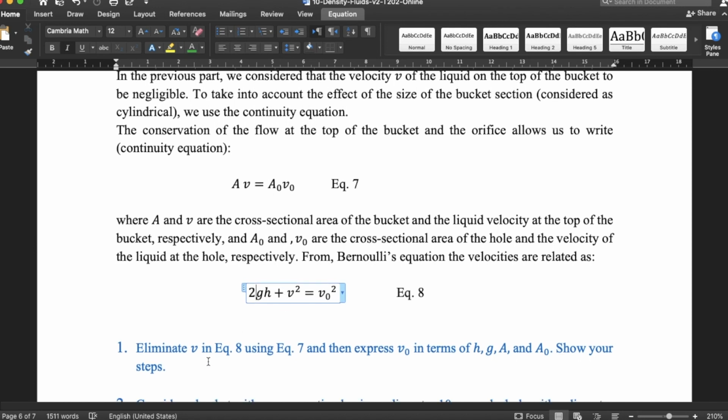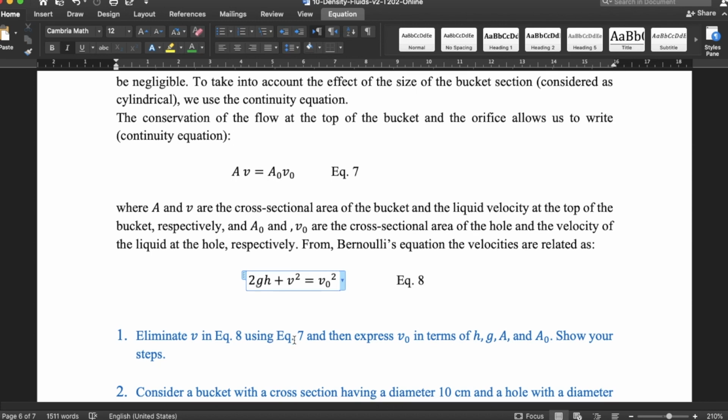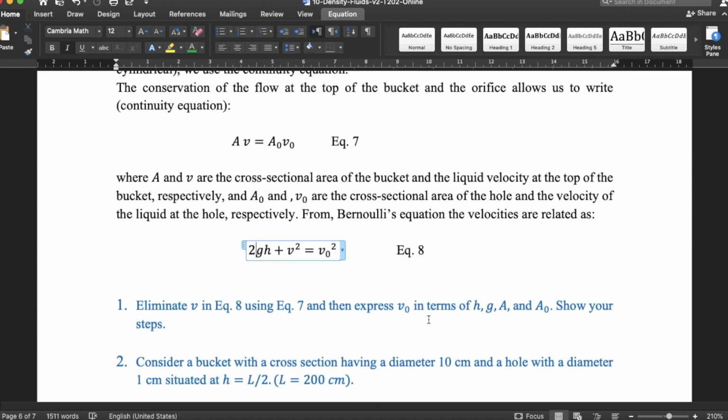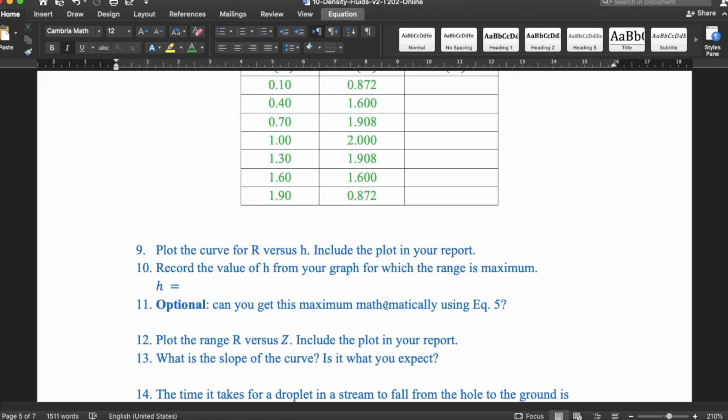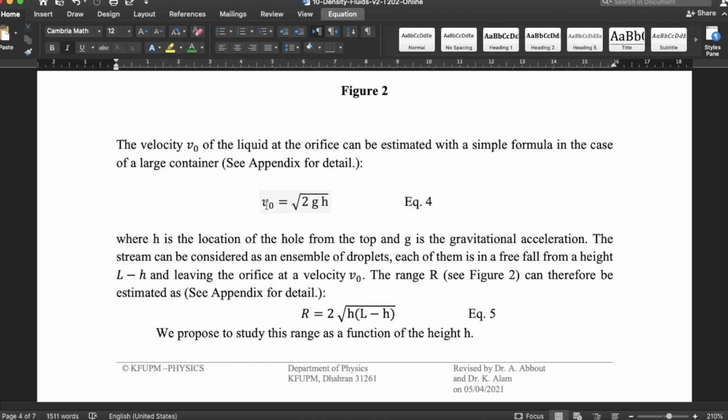Now we have to eliminate V using equations 8 and 7, and you have to express V0 in terms of h, g, A, and A0. So just to give you a hint, again, you will get an equation that is similar to this equation, but with something in the denominator that is a correction factor of this equation.